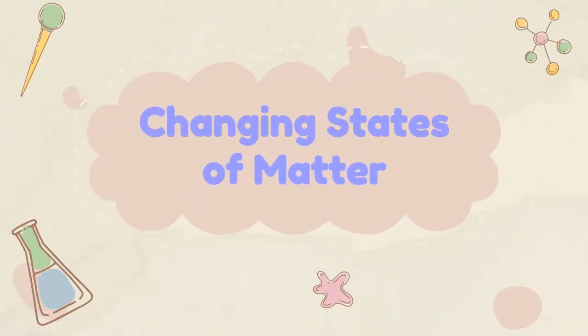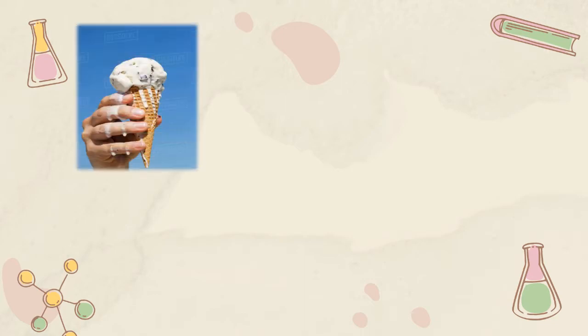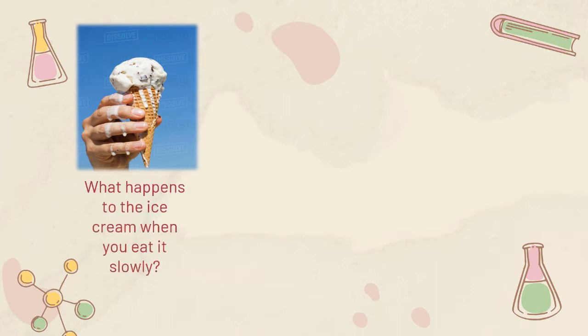Changing states of matter. Perubahan wujud zat. Okay sayang, look at the picture please. Okay, what is that? Yes, there is ice cream. Okay, the question is, what happens to the ice cream when you eat it slowly? Apa yang terjadi pada es krim ketika kamu memakannya dengan lambat? Apa yang terjadi sayang? Yes, melt. Ya, es krimnya akan meleleh atau mencair.